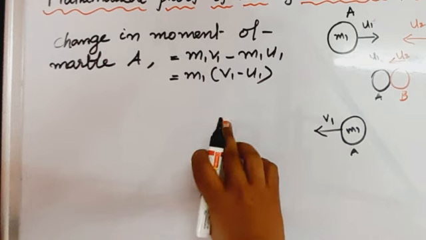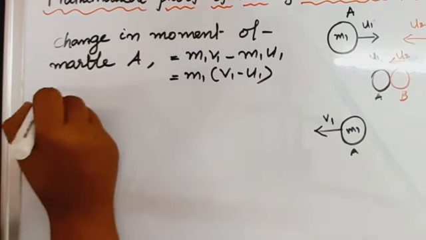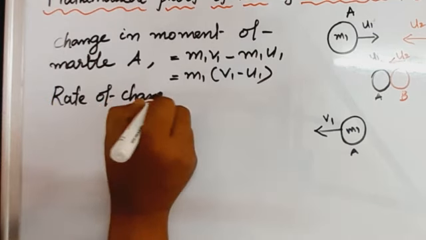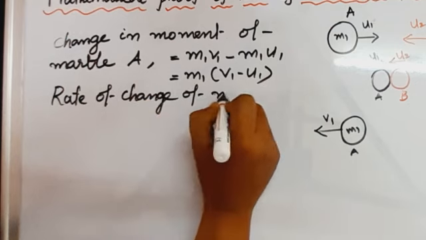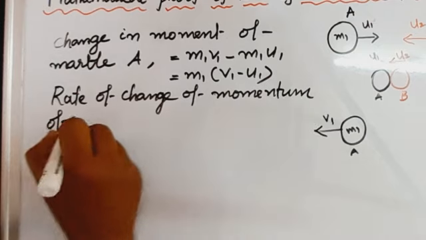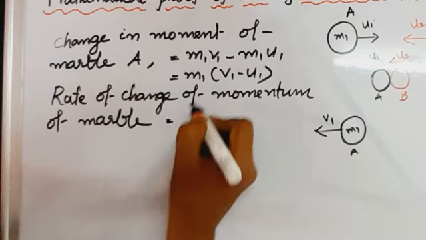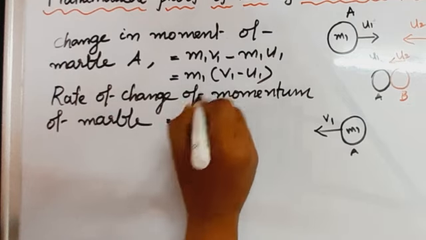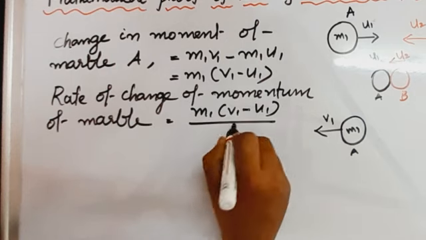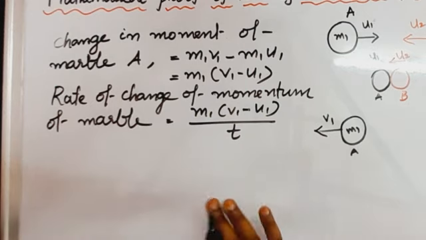Then the rate of change of momentum of marble A. We want to put t also. Then M1 (V1 minus U1) divided by t. Then we got the rate of change of momentum of marble A.